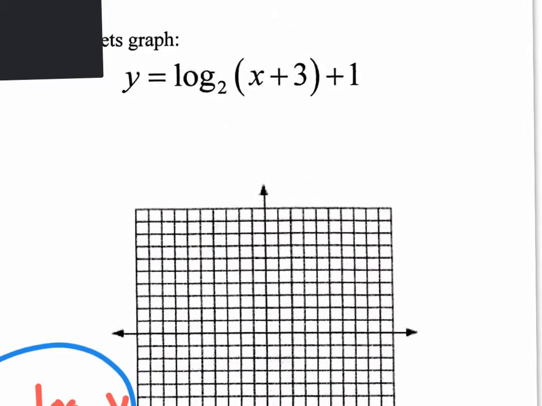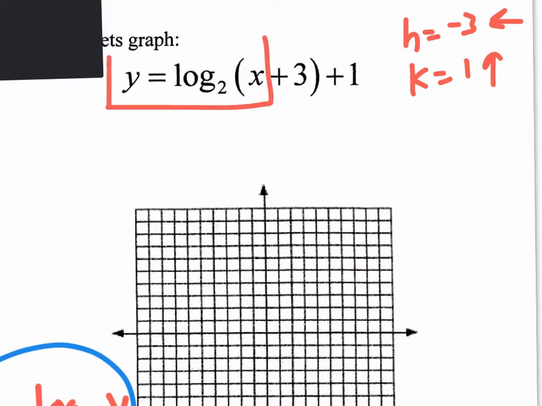What's the first step to graphing any function? Identify h and k. So what is h and what is k? -3, +1. So you're really going to be going 3 to the left, 3 in the negative direction, and 1 up after you get your final coordinates. Okay? So once you identify h and k, you could ignore h and k, correct? Yes? Okay, now from here, we're going to try to graph log base 2 of x.